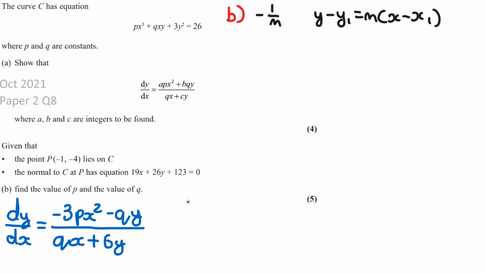But as I said, there's a few ways that you can do this question. So when it says that we need to find the value of p and q, we need to find two values. So that's telling us that we're going to need a pair of simultaneous equations. So we need two simultaneous equations. How do we get those?